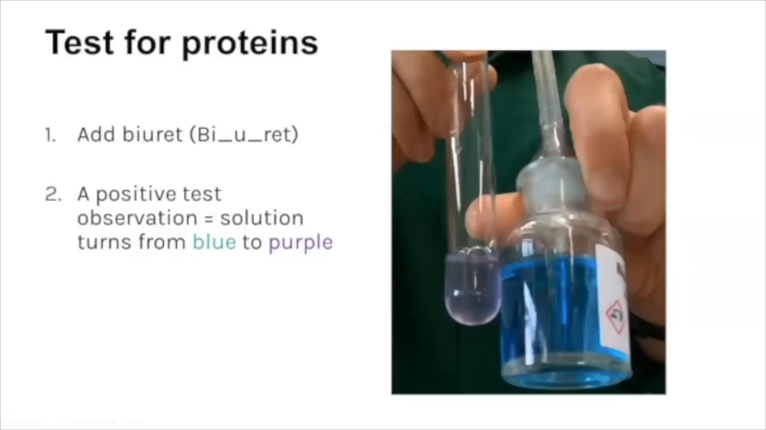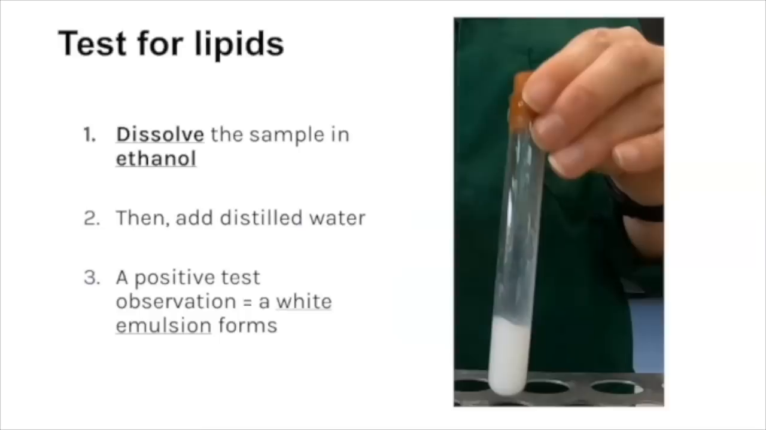The test for proteins is you add biuret, which is blue in colour, and if you have a protein present, it will go purple. For lipids, it would be a 3-mark question. You have to dissolve your sample in ethanol, and you would do this by adding ethanol and shaking. And sometimes there is a mark for saying you have to shake. Once you've done that, you then add distilled water, and a positive test result would be white in colour, and we describe it as an emulsion, this sort of thick, milky texture.